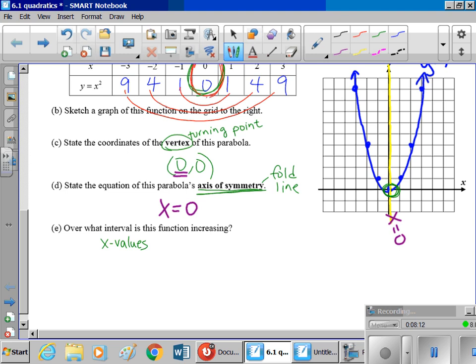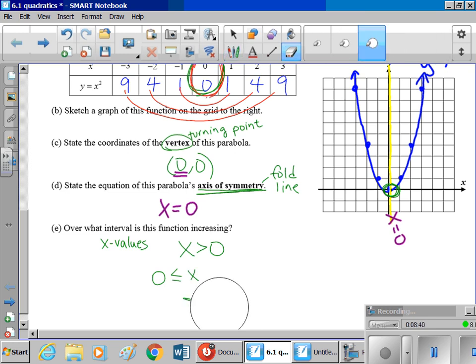So there's a couple of ways we can do this. We can say x is greater than 0. We can't say greater than or equal to, because at that vertex, it's not increasing nor is it decreasing. It's kind of like just that turning point where it's changing its mind. All right, so you can write it in what is called set builder notation, or you can say 0 is less than x, which is less than positive infinity. That's another way of writing that.